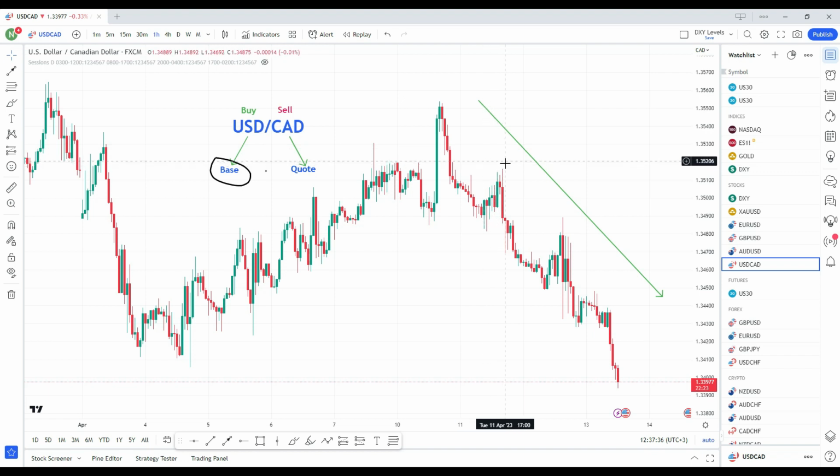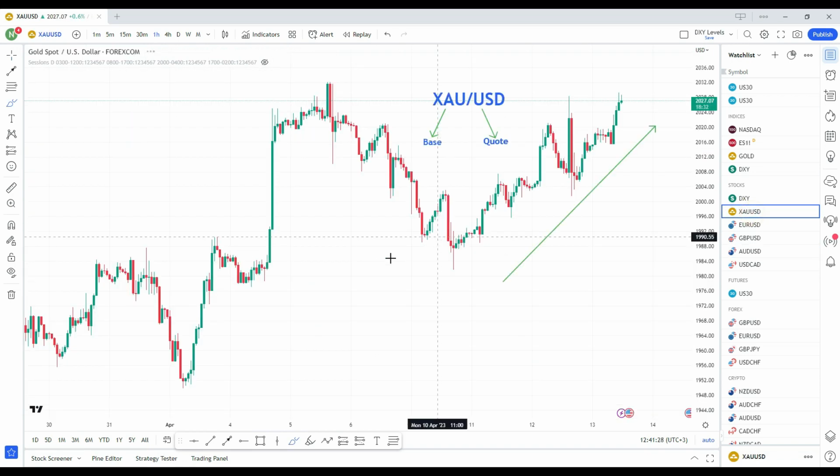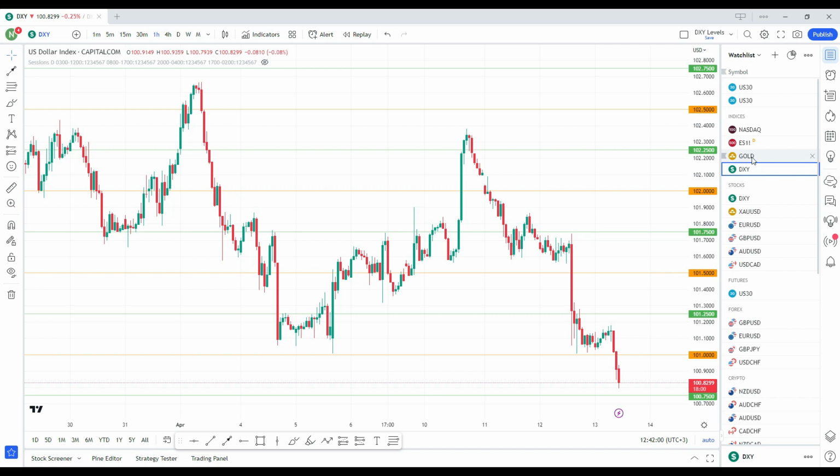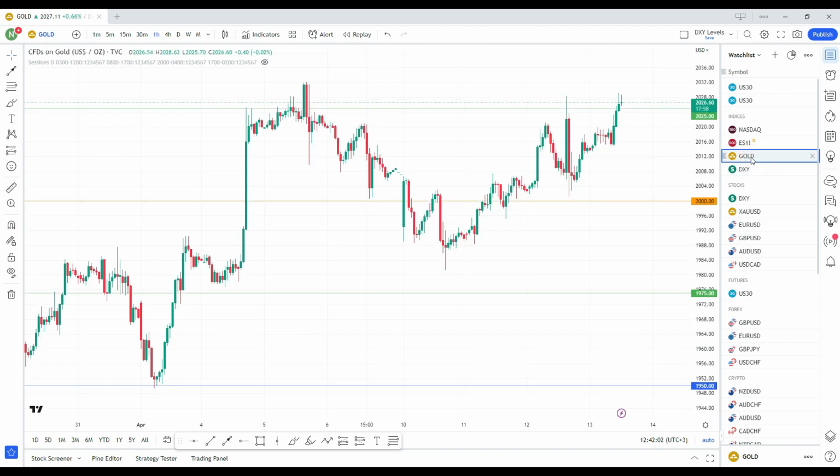That's why you're able to make money trading both a sell and a buy, unlike stocks where you buy and hold until they increase in price. Since you're comparing two currencies, you're buying one currency and selling the other simultaneously. So since the dollar is weak, for gold we will be looking for buys, because we are buying gold and selling the US dollar.